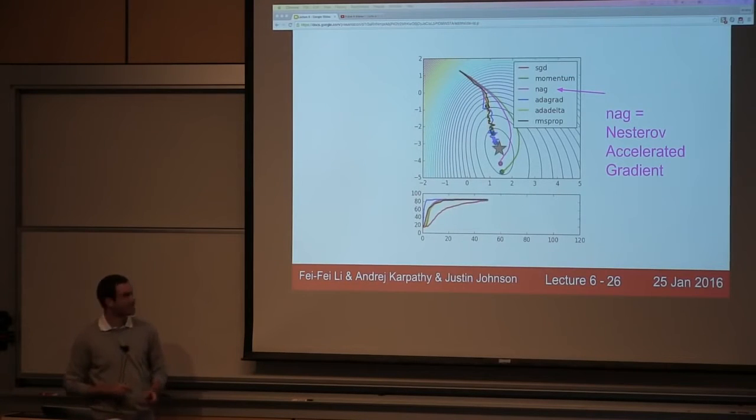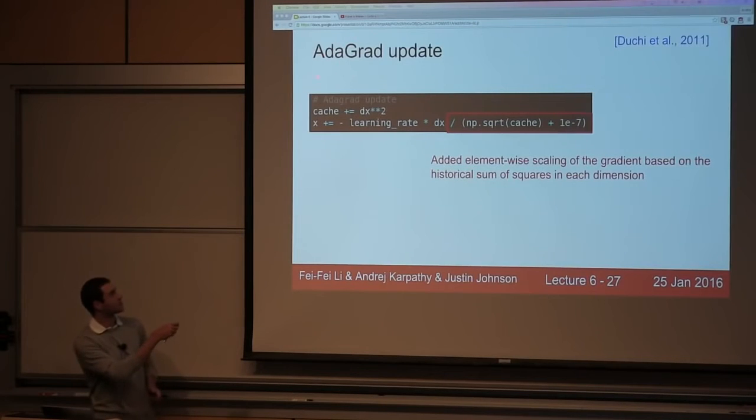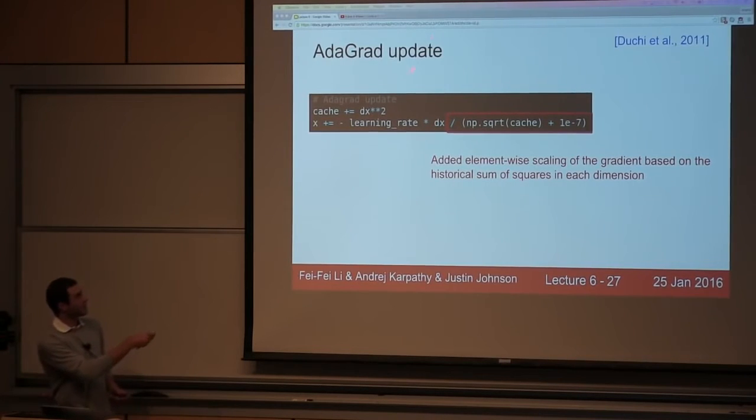Okay, so let me jump into another update that is very common to see in practice. It's called Adagrad, and it was originally developed in the convex optimization literature, and then it was kind of ported over to neural networks, and people sometimes use it. So the Adagrad update looks as follows. We have this update as we normally see. So this is just basic stochastic gradient descent here. Learning rate times your gradient.